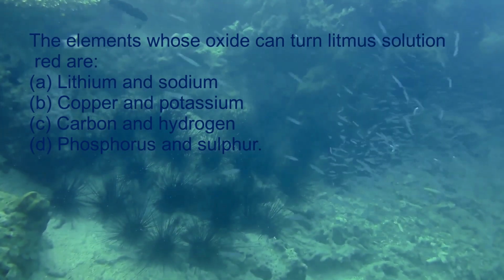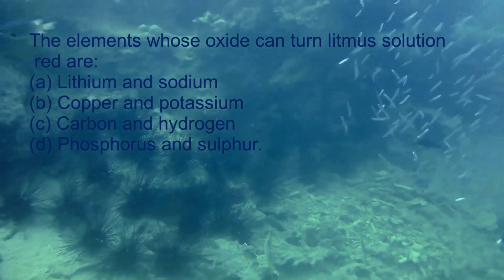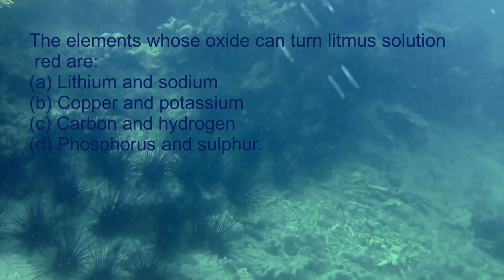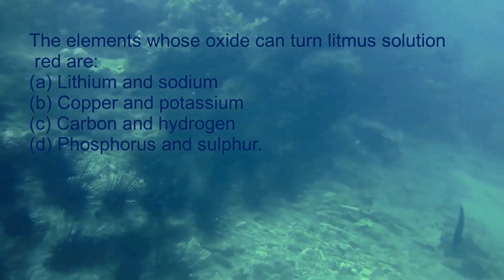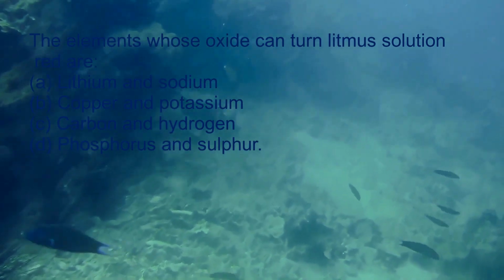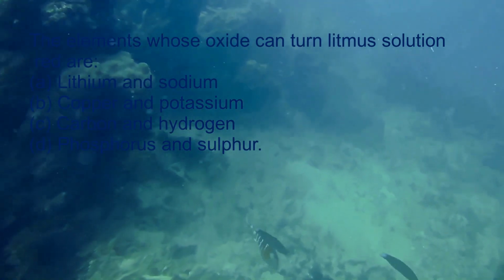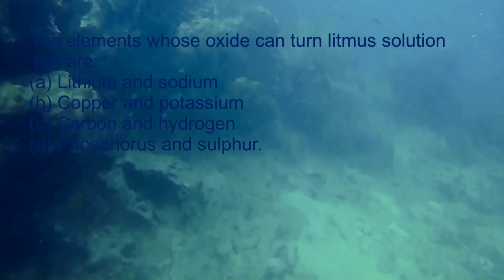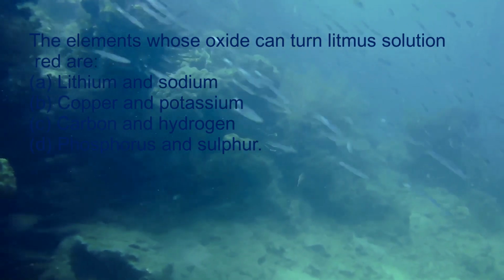79. The elements whose oxide can turn litmus solution red are: A. Lithium and sodium, B. Copper and potassium, C. Carbon and hydrogen, D. Phosphorus and sulfur. Solution: option D. Phosphorus and sulfur is the answer.